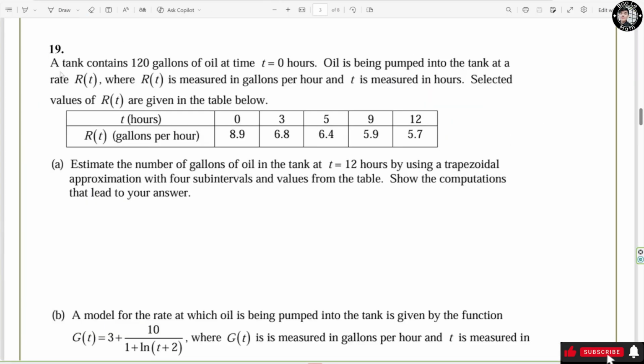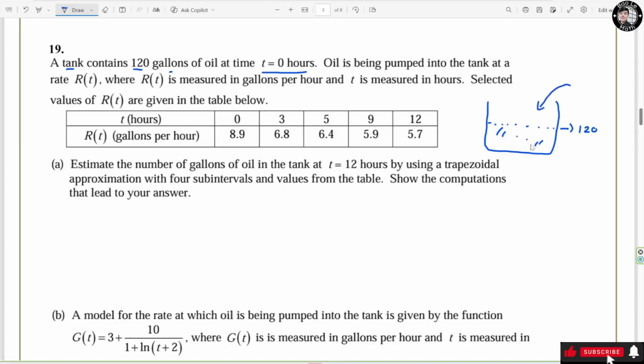Now let's move on to question 19. A tank contains 120 gallons of oil at time t equals 0 hours. So suppose you have a tank right here. At t equals 0, you already have 120 gallons, and then you're going to pump additional oil. So make sure you add 120.